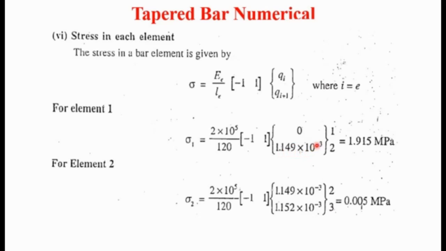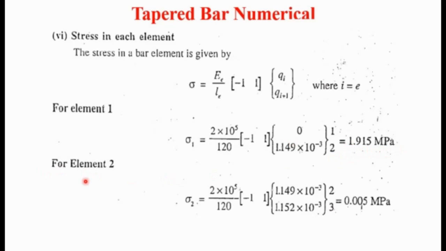Now after multiplying by this matrix and solving, we will get the value of sigma 1, which is equal to 1.915 megapascal.